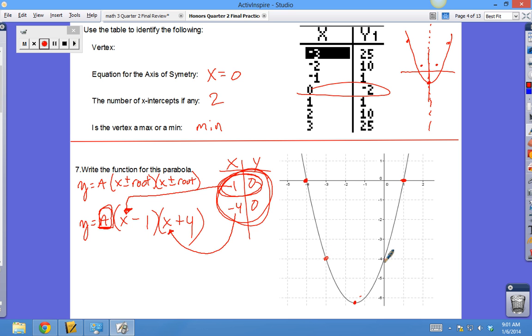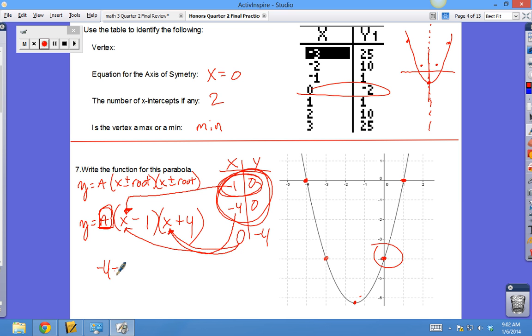So if I choose, I got 2 points right down here. I'm going to choose this one. I'm going to choose this point. How do I get to that point? That point is 0, negative 4. So I'm going to take 0 and I'm going to substitute it in for the x's, and I'm going to take negative 4 and I'm going to plug it in for y.